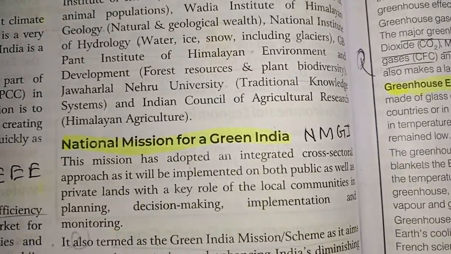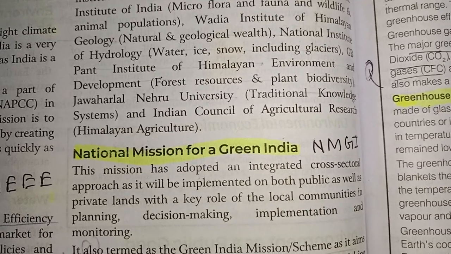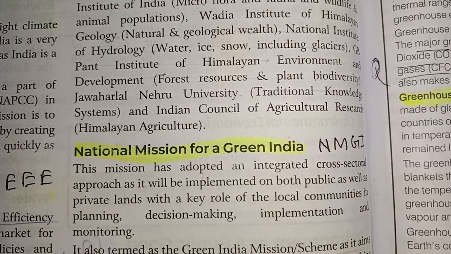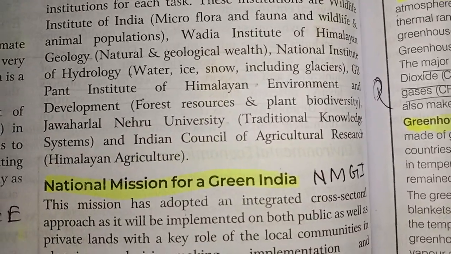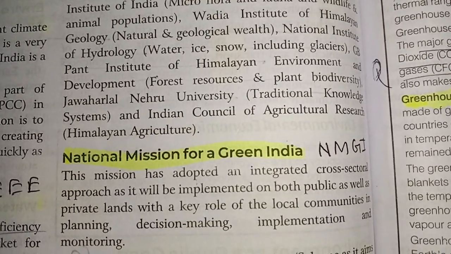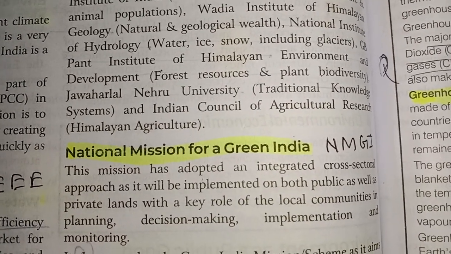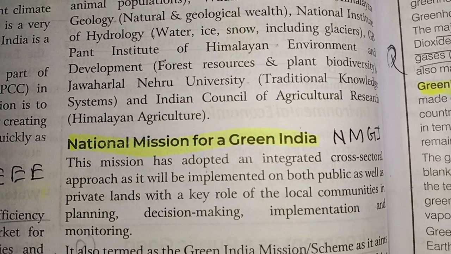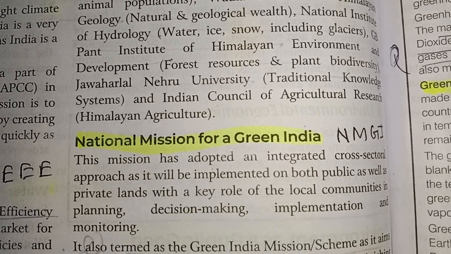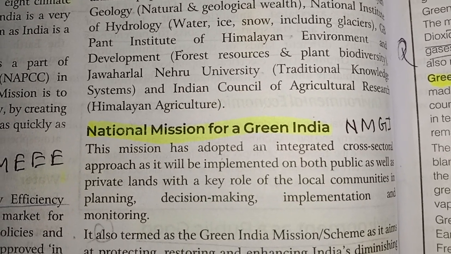National Mission for a Green India. This mission has adopted an integrated cross-sectoral approach as it will be implemented on both public as well as private lands with a key role of the local communities in planning, decision making, implementation, and monitoring.